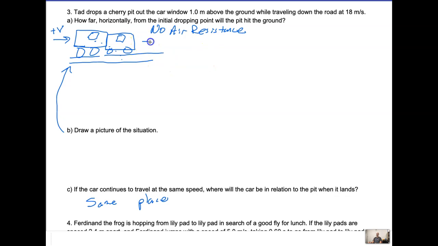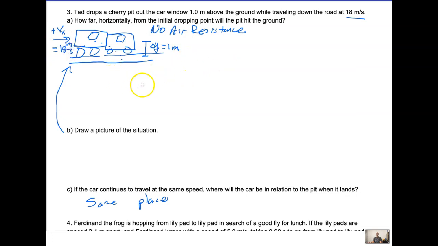The distance from the cherry pit down to the road is delta y, and that's equal to 1 meter. It is traveling down the road at 18 meters per second, so that is our positive velocity in the x direction, and so that is equal to 18 meters per second.